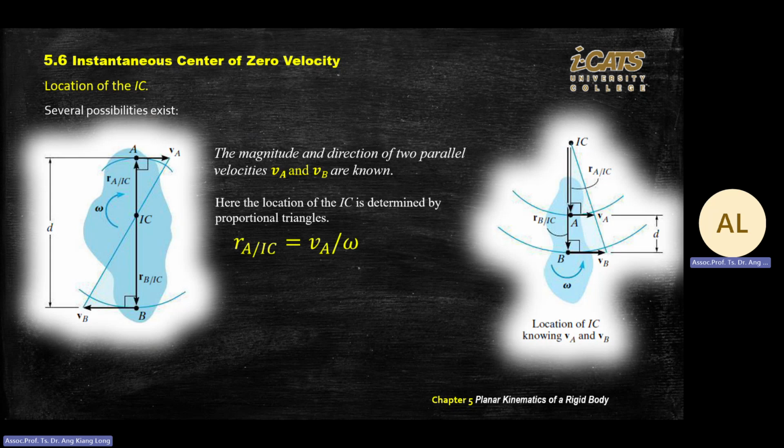So still the same. We are seeing V equal to omega R. So this is how you find the distance to the instantaneous center of zero velocity IC. You use this formula to calculate the magnitude of the line: r_A/IC equal to V divided by omega. And if it's from point A, then you use velocity A. If it's B, then you use velocity B. So it's the same.